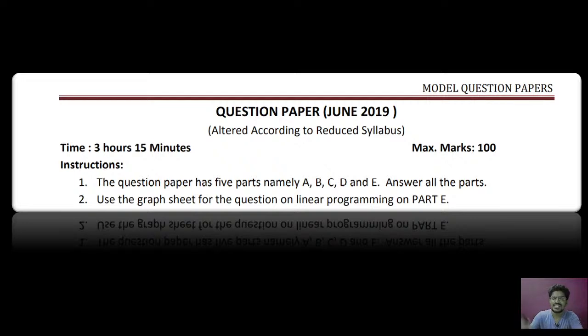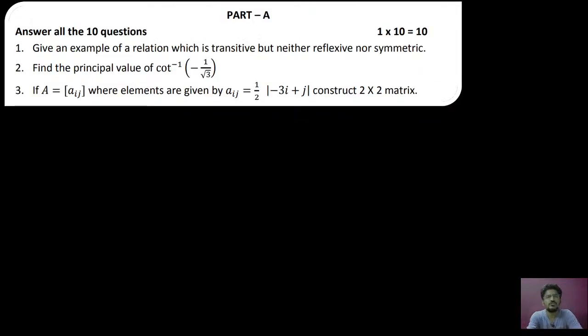Let us begin with the solution of part A. As you all know, in part A there will be 10 questions. Each question carries 1 mark, and all the questions are compulsory, so you have to answer every question. Now we can begin with problem number 1.